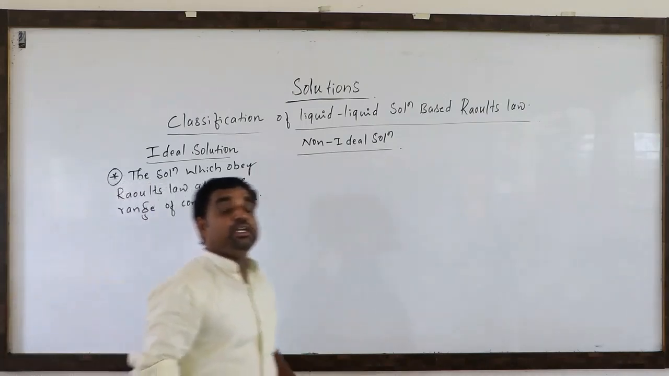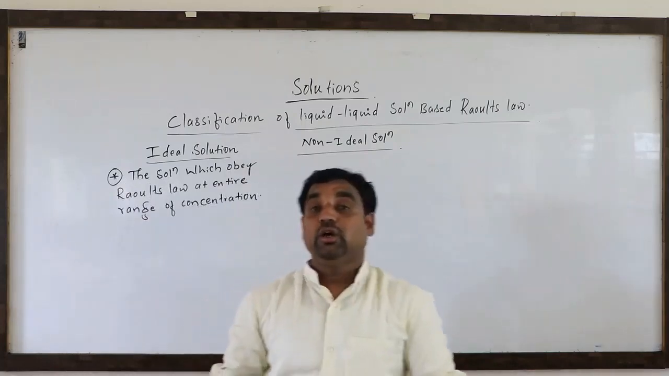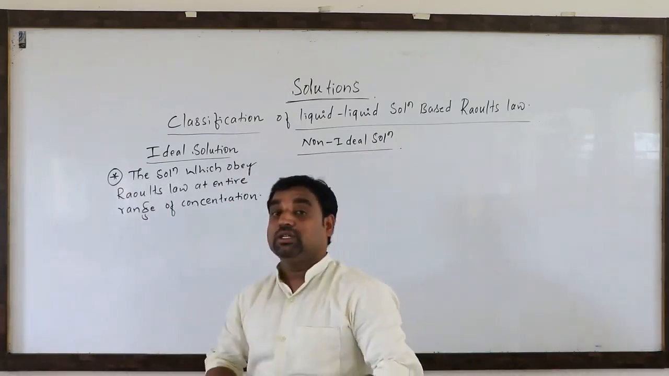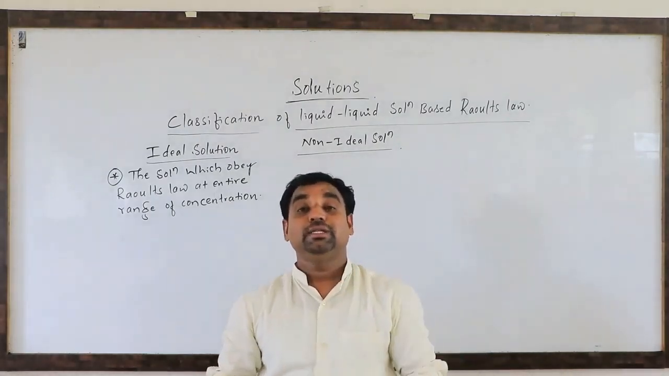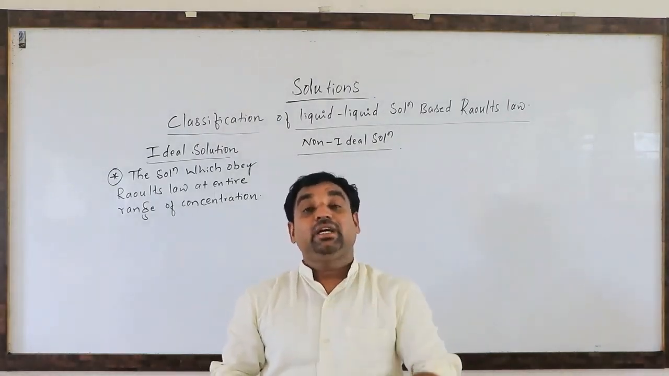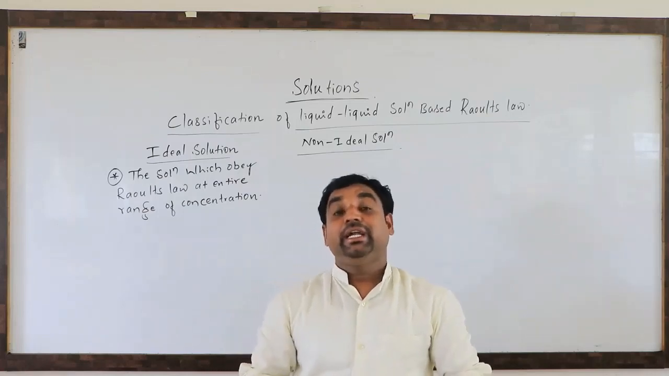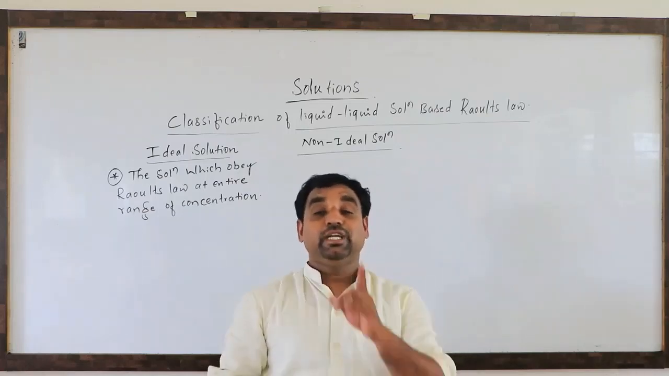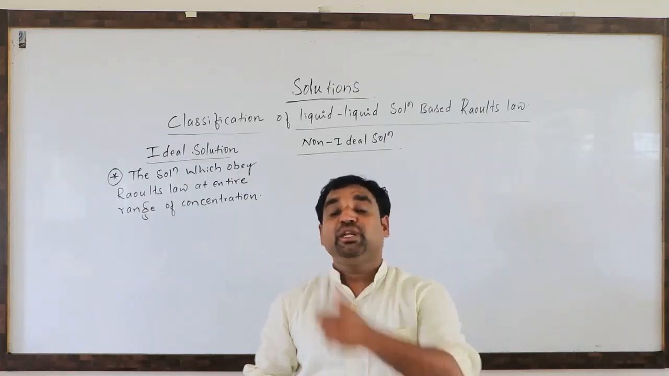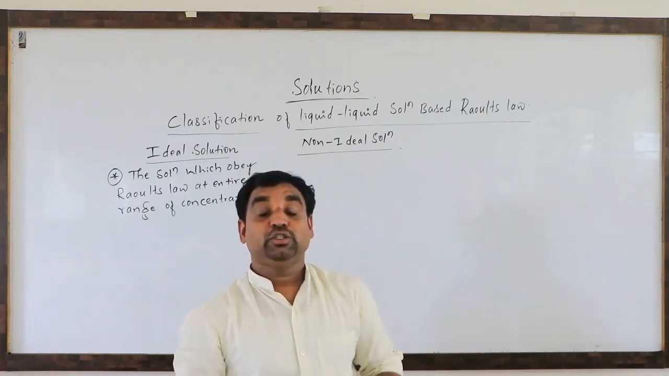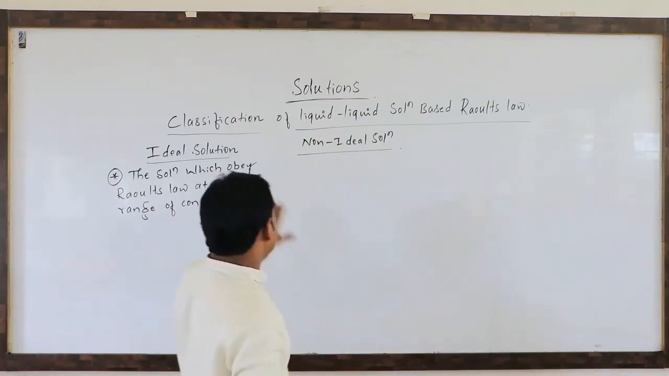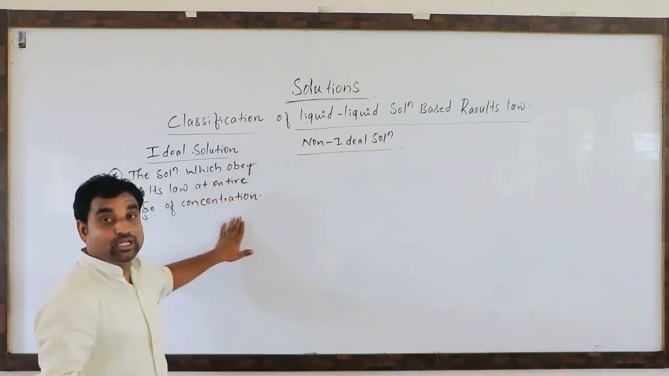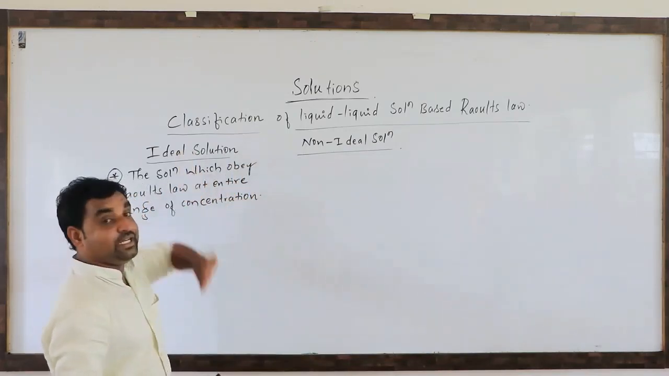Ideal solutions which obey Raoult's law can be formed when mixing two components having identical molecular size and identical structure, and that should also have almost similar intermolecular forces between the solution and the pure components. In such cases, the solutions obey Raoult's law. That type of solutions are ideal solutions.